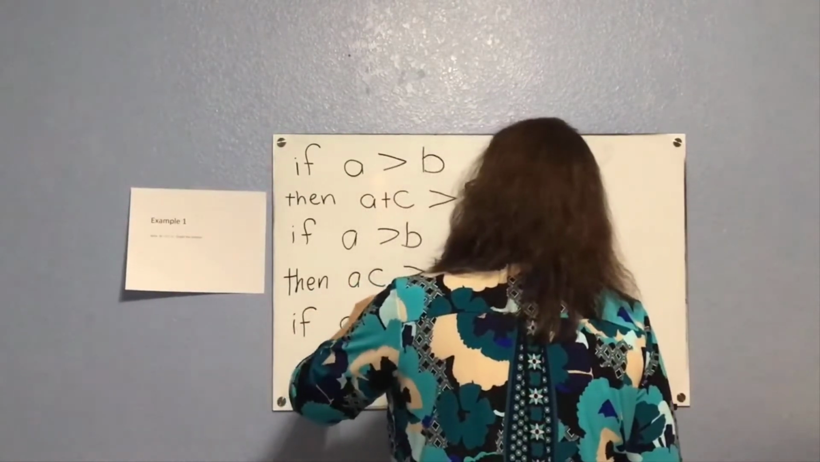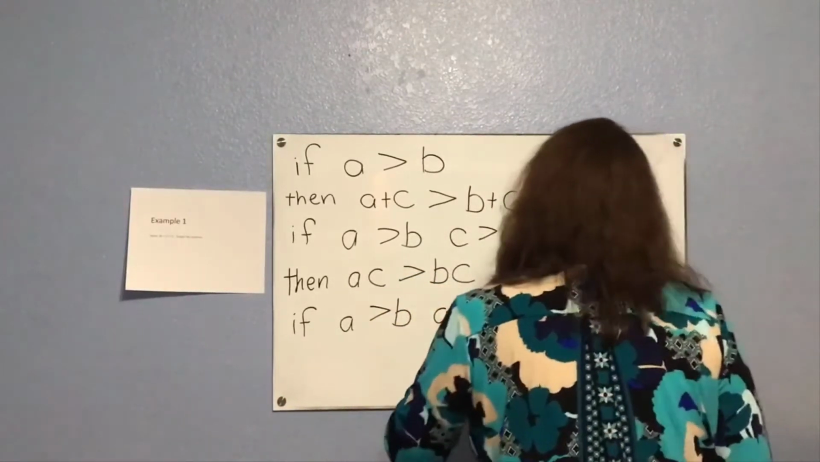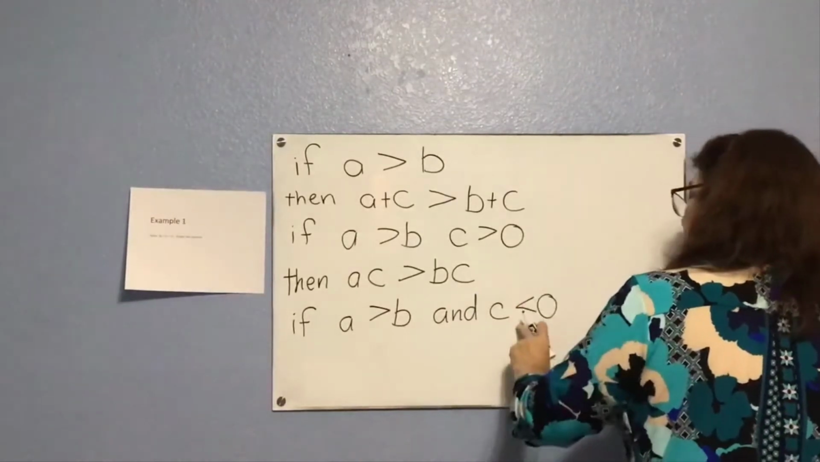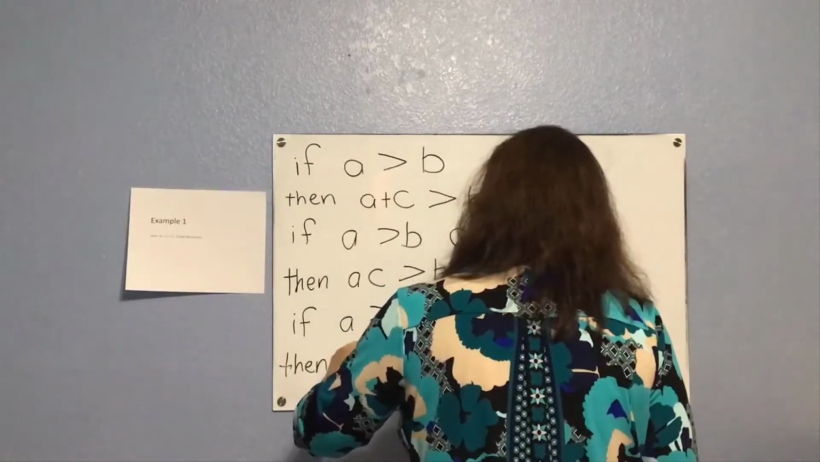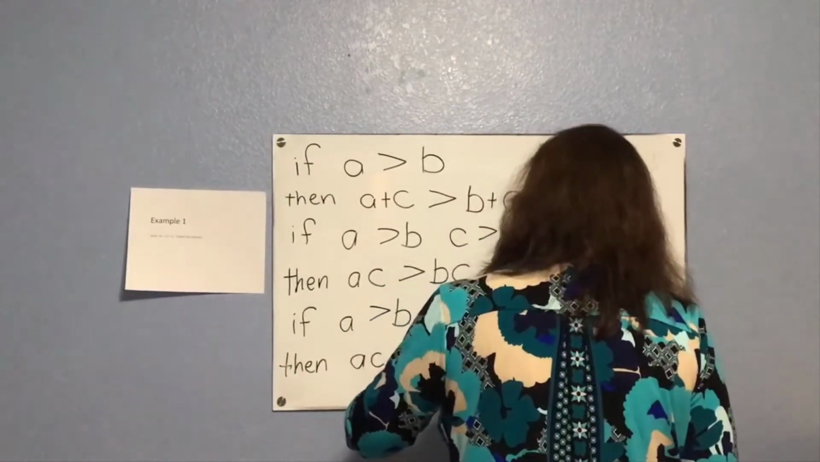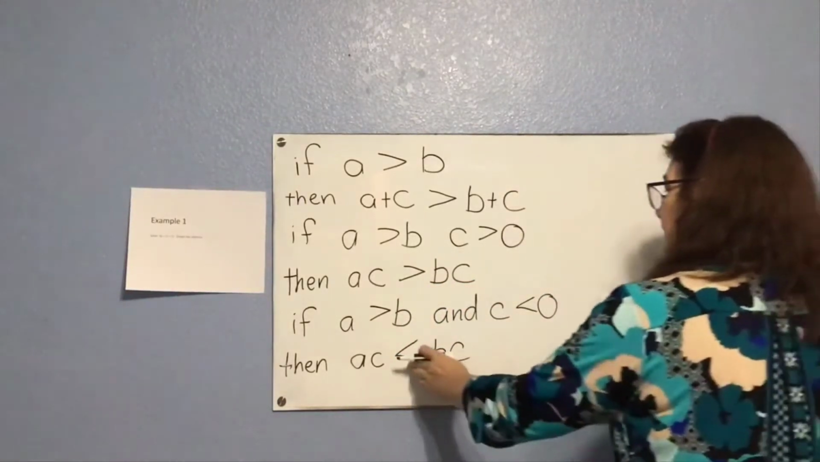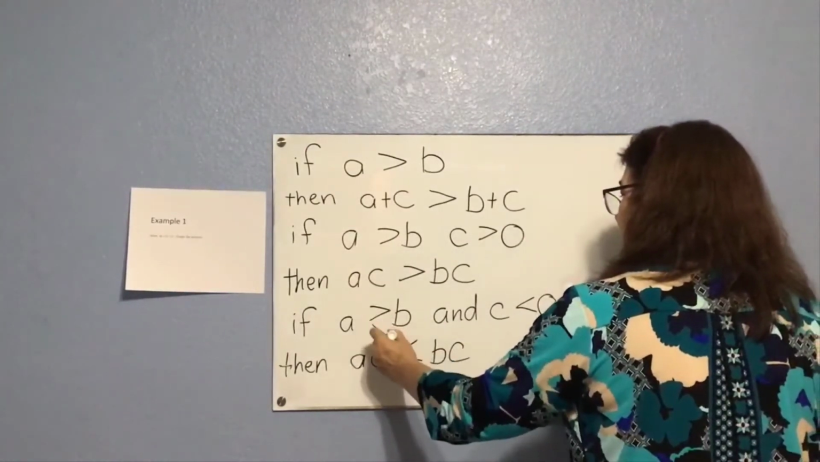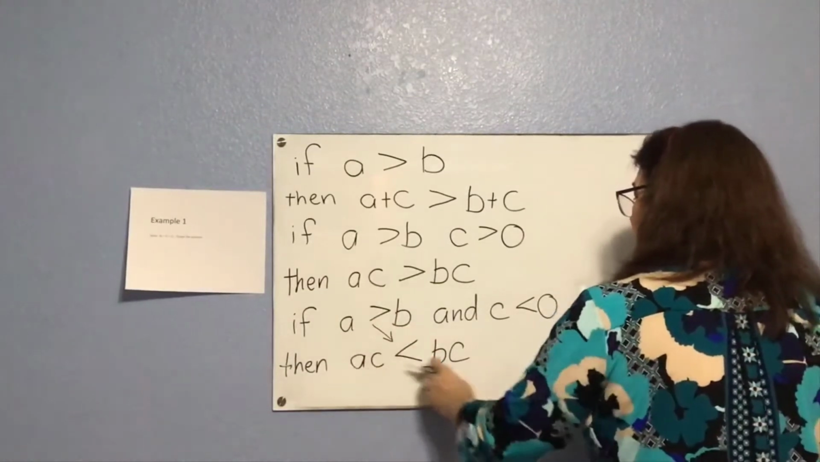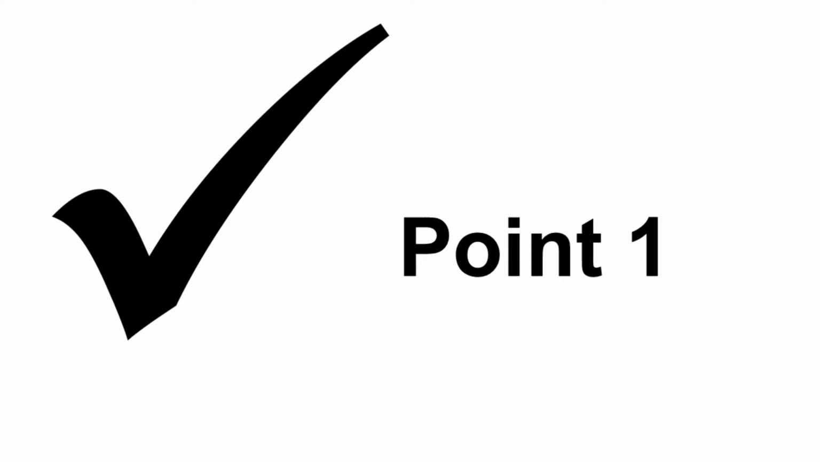This last one is a little different. If A is greater than B and C is less than 0, so C is negative, then AC is less than BC. So in this case, when I multiply by something that's negative, I have to flip my inequality around to maintain a true statement. Okay, pause the video and let's work on checkpoint 1.